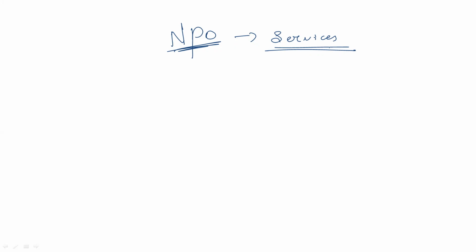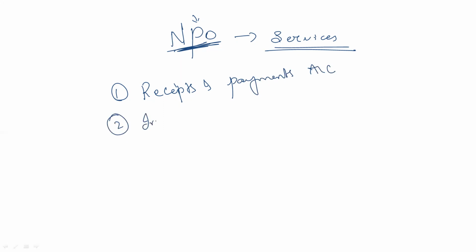Usually the main objective of business organizations is to earn profit, but here profit earning is not at all an objective. We need to prepare accounts for an NPO. Basically, the accounts that we prepare are: first is receipts and payments account, then after that we'll prepare income and expenditure account, and at last we'll prepare the balance sheet of the NPO.